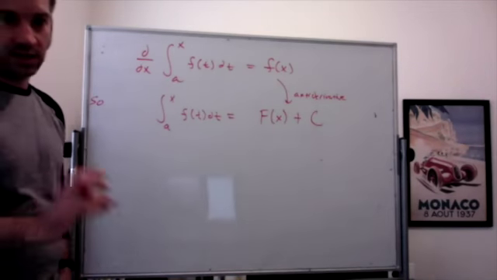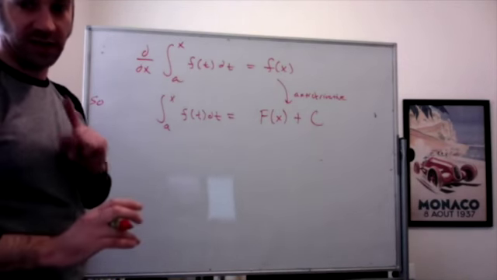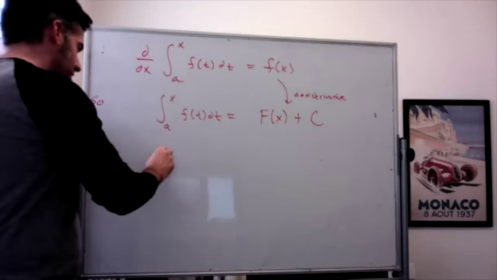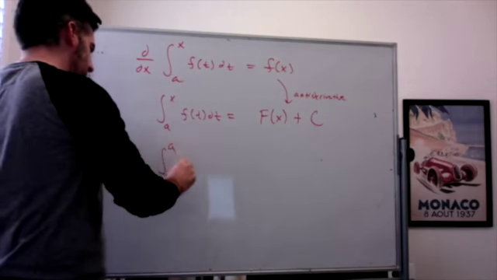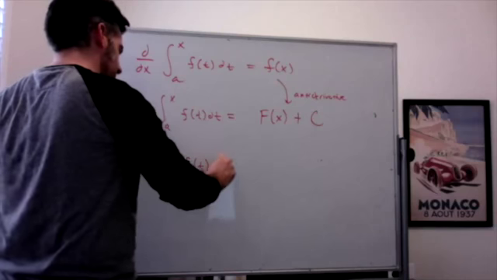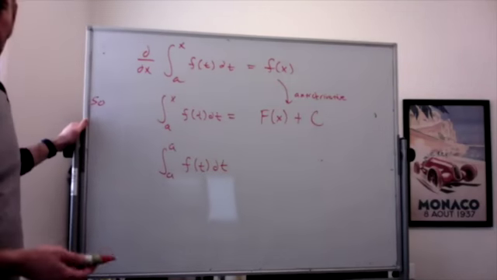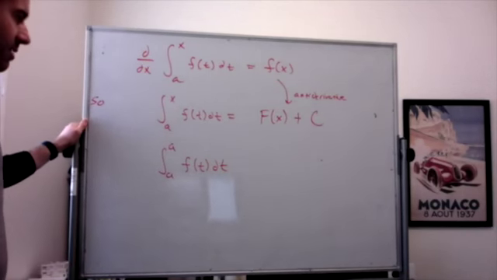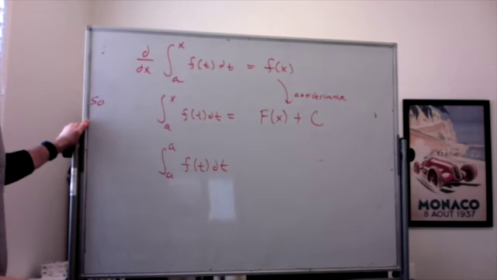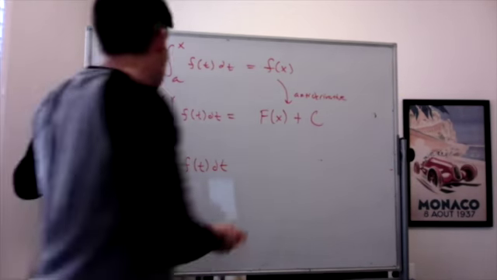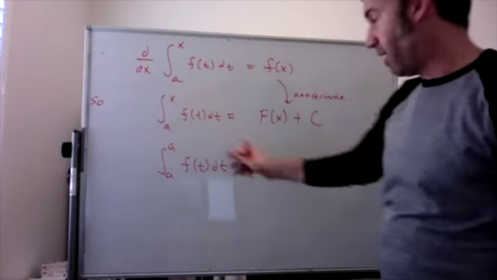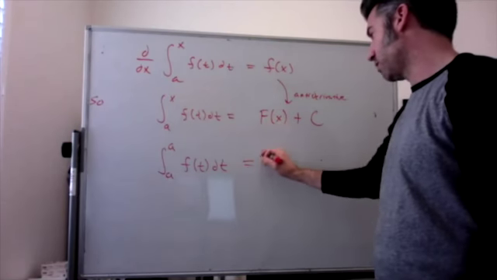Okay, so now check this out. Everybody should know the answer to this next part. What's the integral from a to a of f of t dt? You can type it in the chat. Right, exactly. If the limits are the same, you've got no area. Okay, well, I plugged in a for x here. I also have to plug in a for x here.